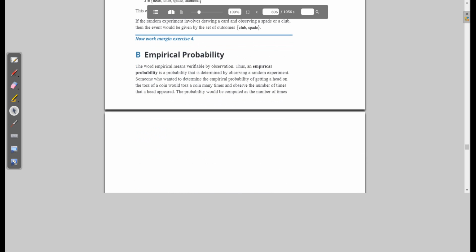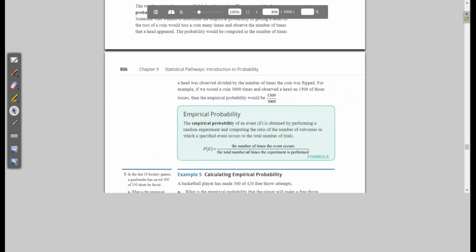Well, the first one, there will only be one outcome because we're drawing one card. Two, it is definitely unknown what we're drawing. And three, the sample space consists of the following set of outcomes: heart, club, spade, and diamond. So because of this, we do indeed meet the conditions of a random experiment.